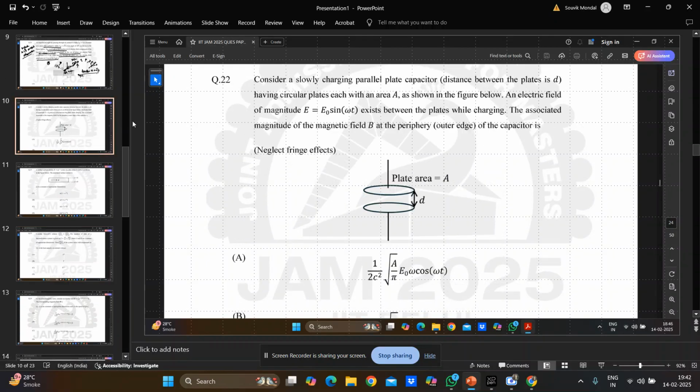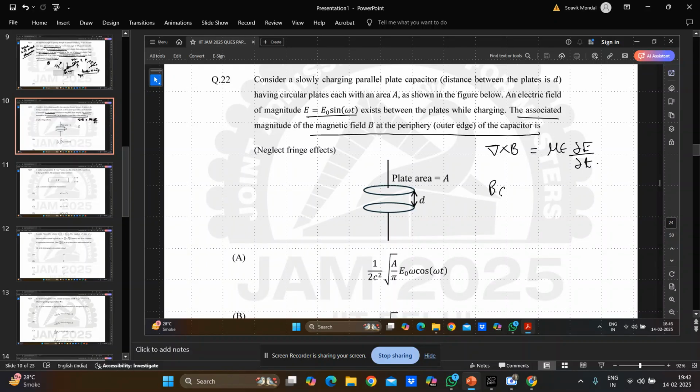Now let's move to this problem. This is also a simple problem actually. They mention the plate area and the electric field between the plates, and they are asking you to calculate the magnetic field at the periphery of the capacitor. You would simply know that del cross B is equal to mu epsilon del E by del t, the fourth Maxwell's law, the correction to Ampere's law, actually the displacement current law.